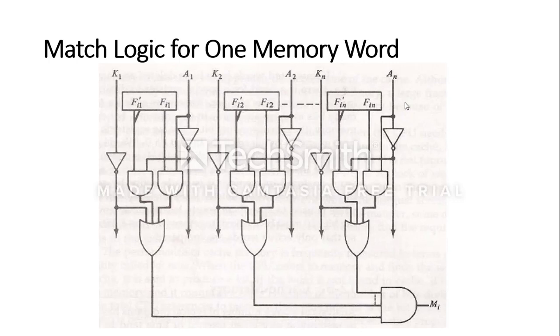Now I have already explained how the read operation can be performed. Whatever is the content available in the argument register is required to be matched with one or more memory words of the associative memory, and one by one the words available in the associative memory are compared, and the corresponding bits in the match register are set to either 1 or 0.